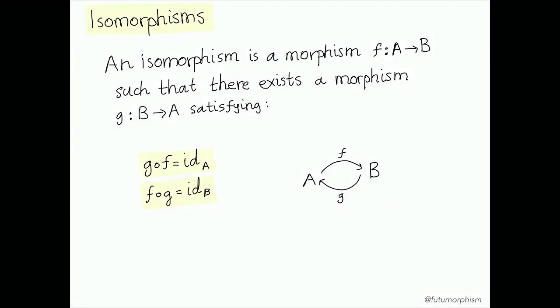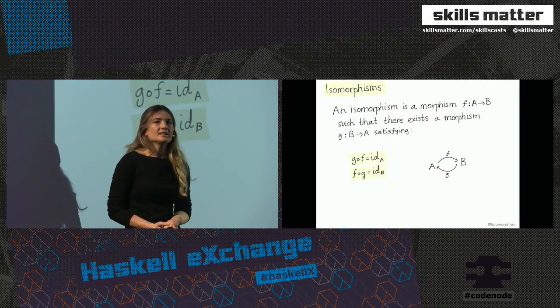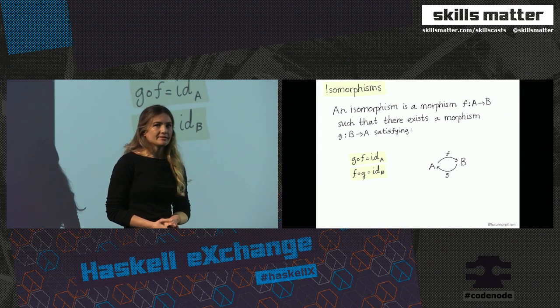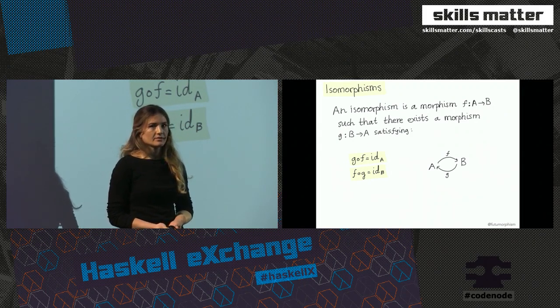So what is an isomorphism? In a category, if there is a morphism F from A to B, it is called an isomorphism if there exists a morphism G from B to A such that G after F is the identity on A, and F after G is the identity on B.